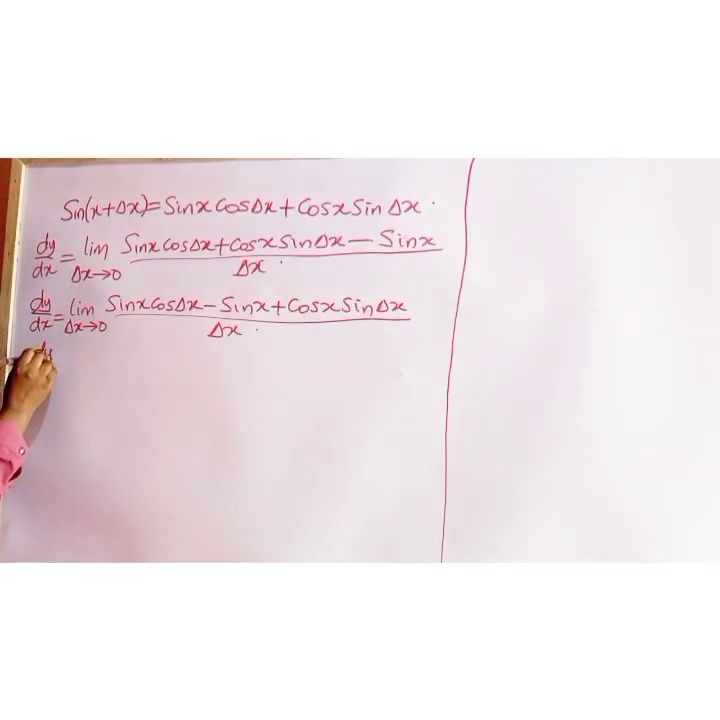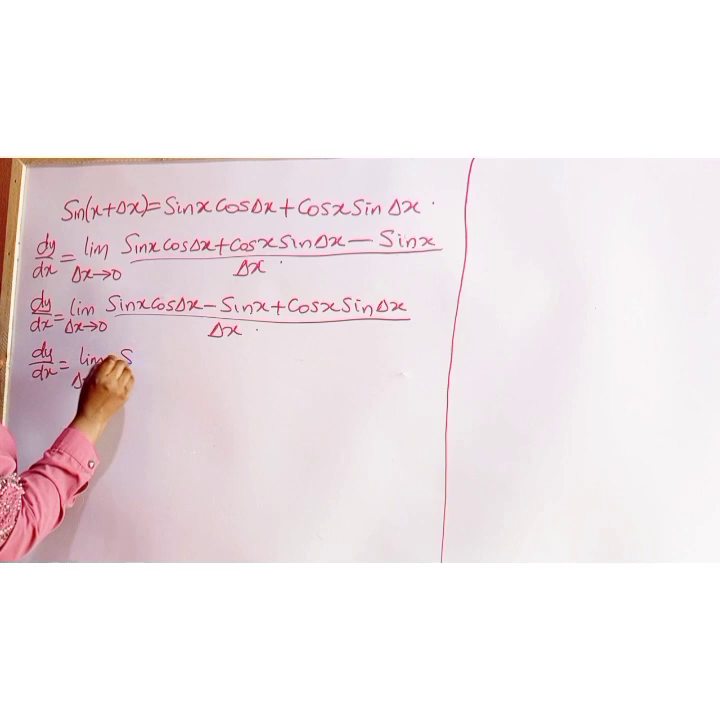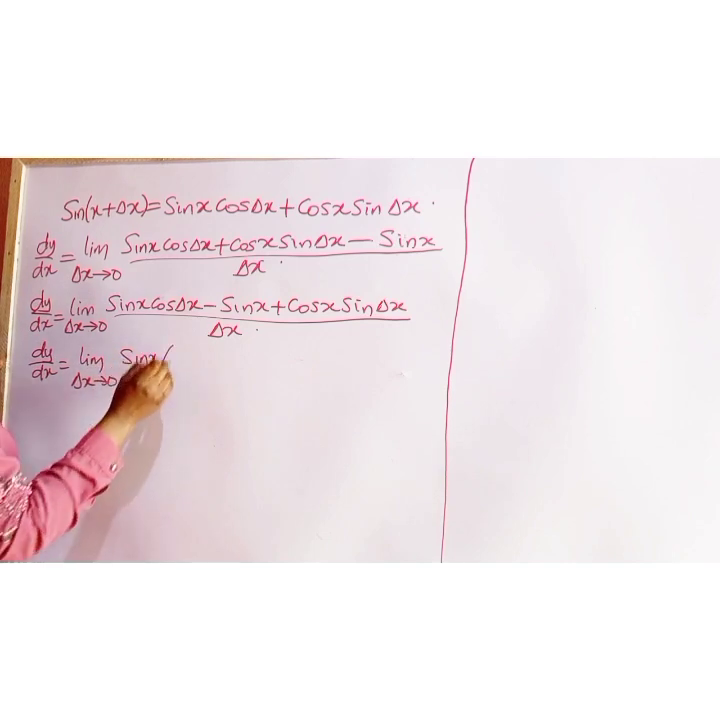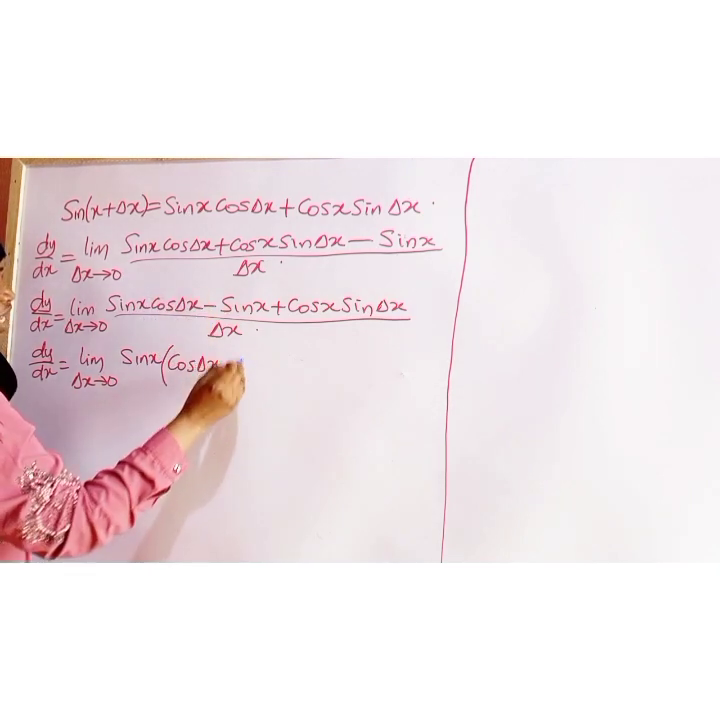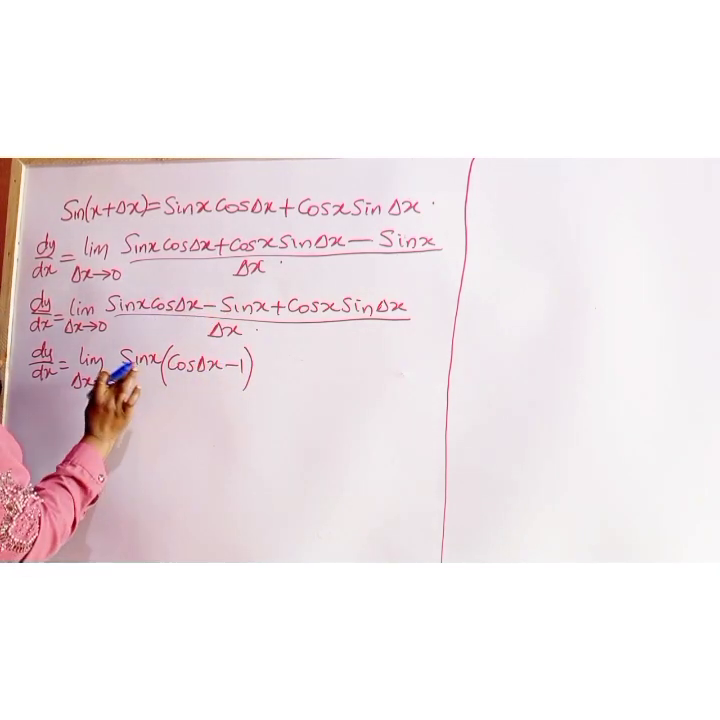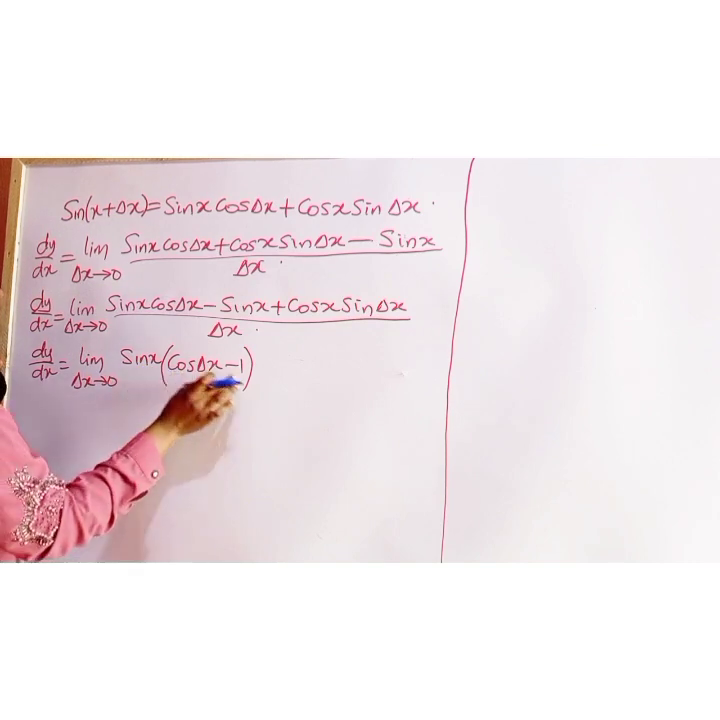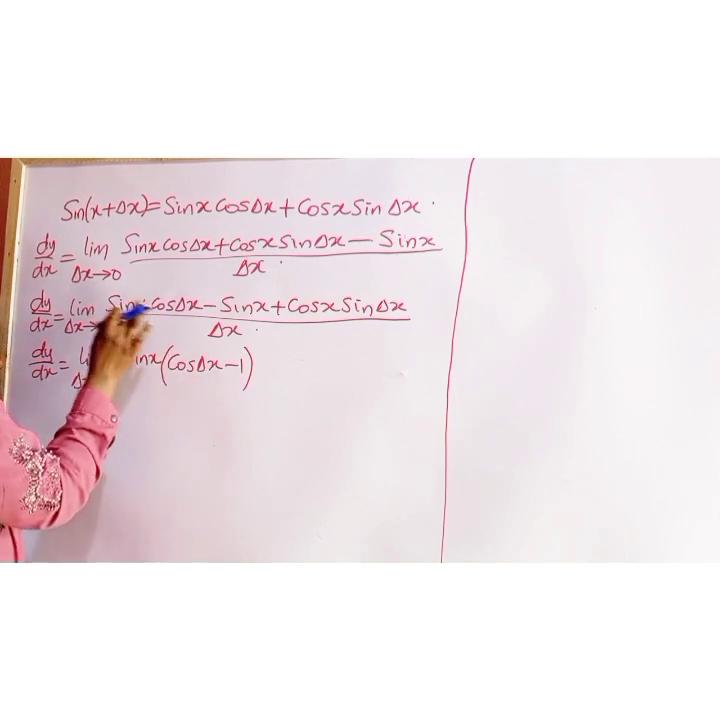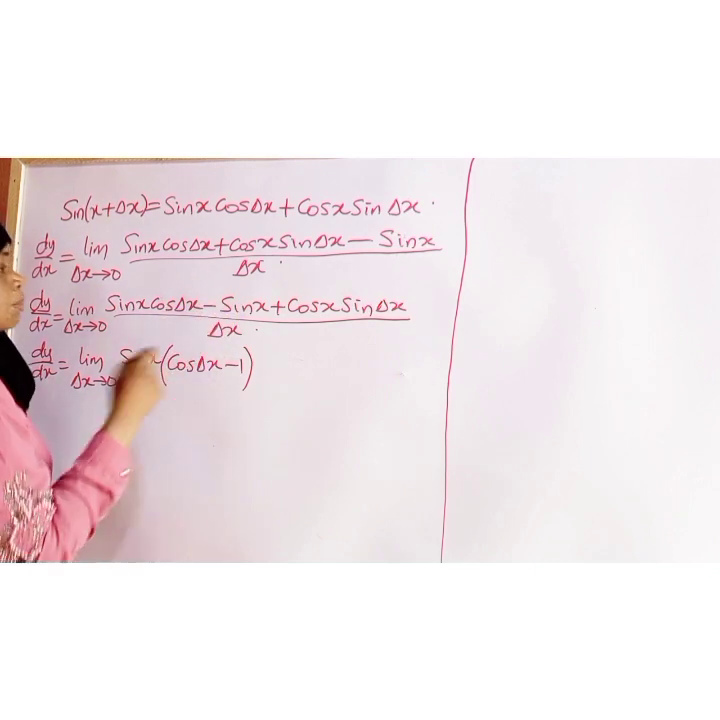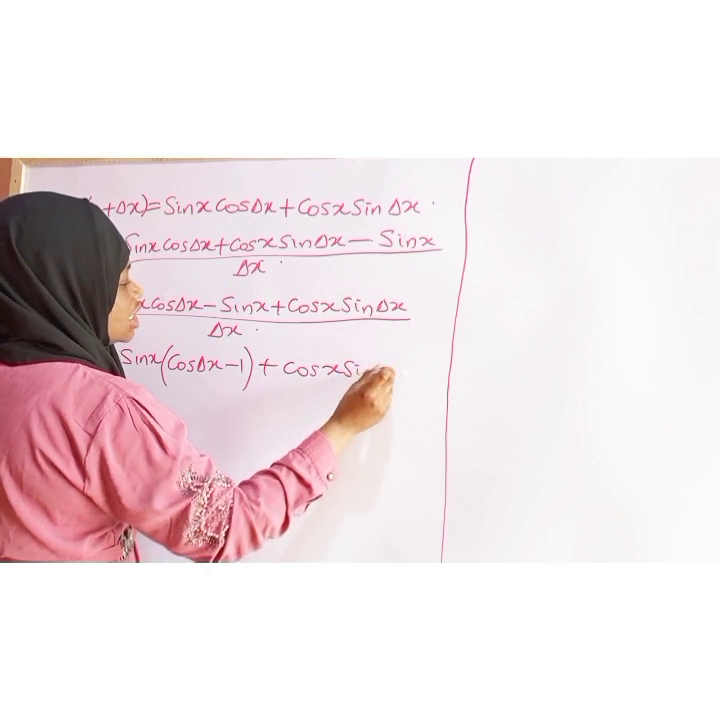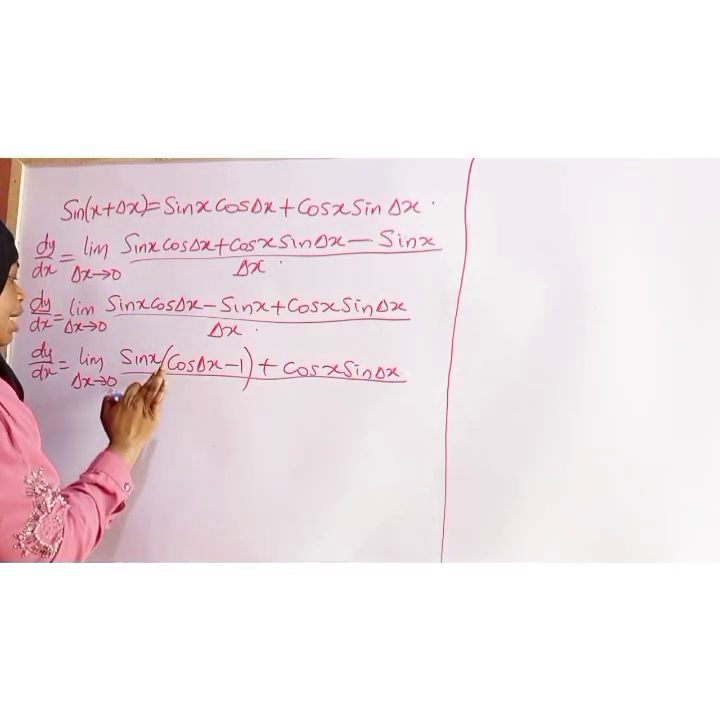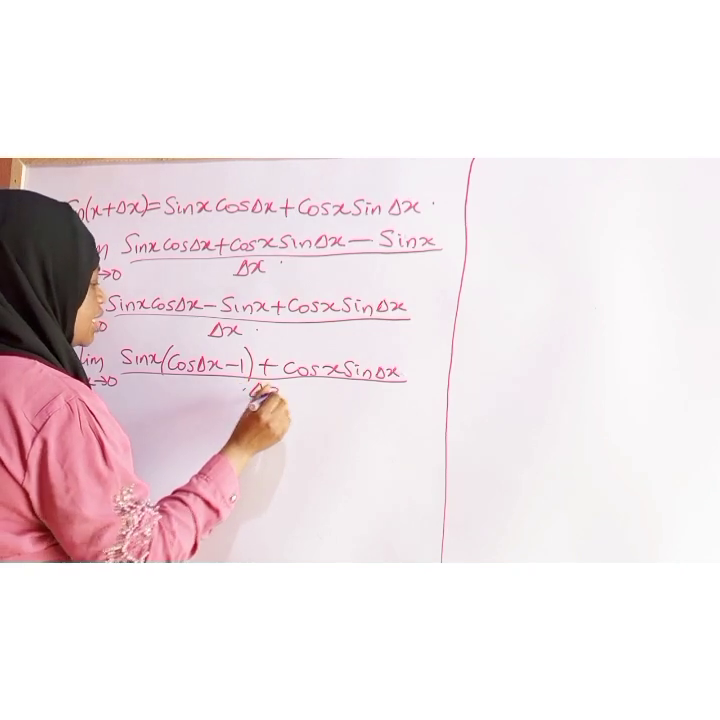So dy/dx will be equal to the limit as change in x tends to 0 of sine x into brackets cos change in x, then minus 1. If you expand this expression, which is sine x into brackets cos change in x minus 1, you must have sine x cos change in x minus sine x. So plus cos x sine change in x, everything divided by change in x.